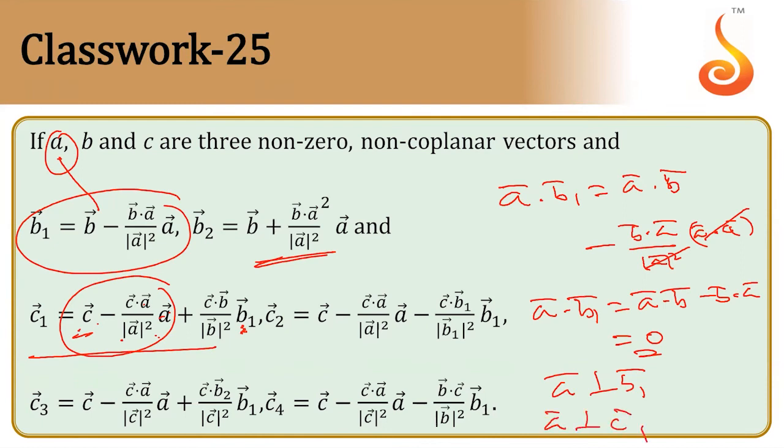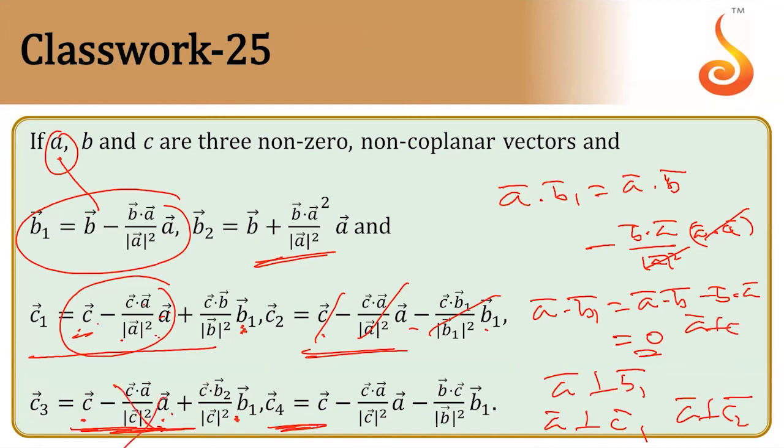Now whether A is perpendicular to C2 or not. Here A dot C comes. This also cancels, and again this is 0. A is perpendicular to C2 is also possible. So A is perpendicular to B1, A is perpendicular to C1, A is perpendicular to C2. Now for C3, A dot B1 is 0 anyhow, but this is not possible because C square is there; A square doesn't cancel. So this is also not possible. So A, B1, C1, C2 works.